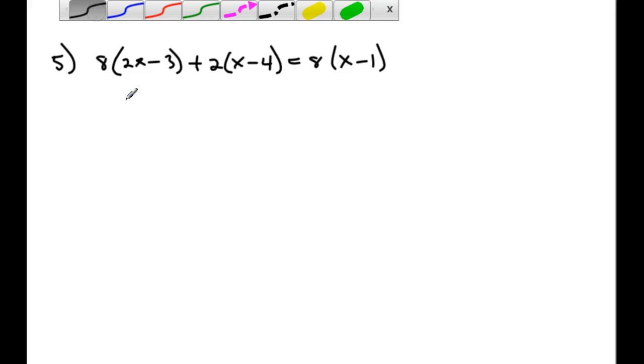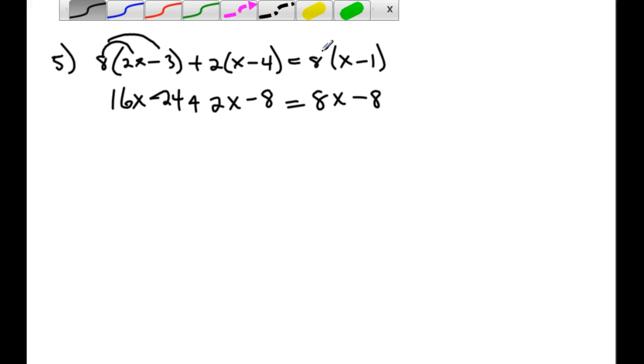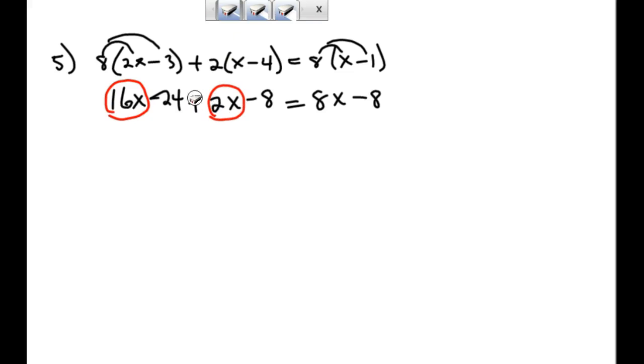Alright, let's move on. 8 times 2x, 8 times negative 3. So 16x minus 24 plus 2x minus 8 equals 8x minus 8. This is multiplication, so 8x times 1, negative 1. Combine like terms. Here's my x's on this side of the equation. I'm sorry about this. I don't know why this keeps doing this with my pen.